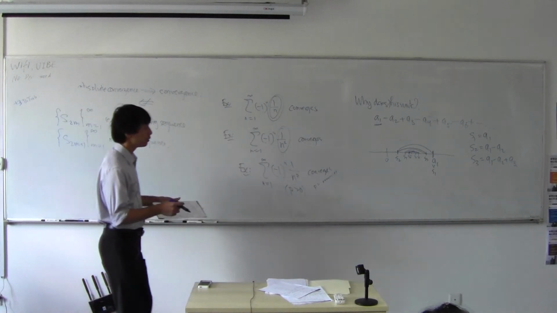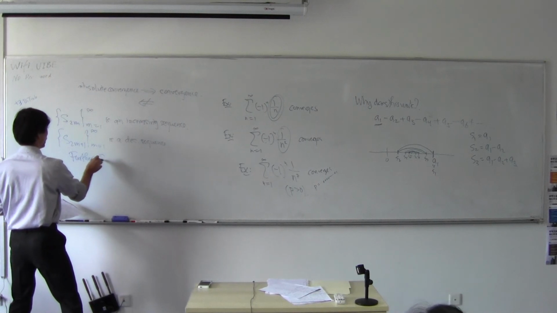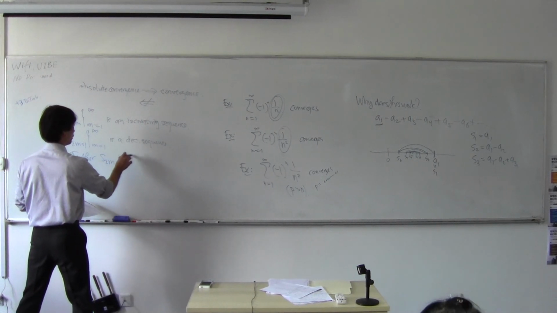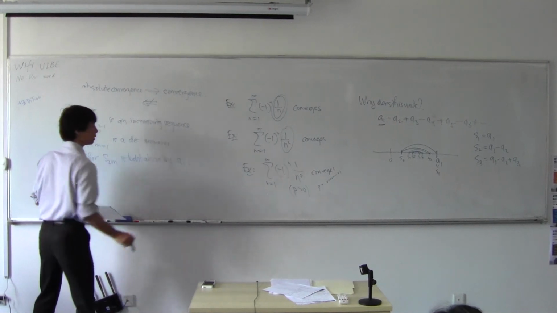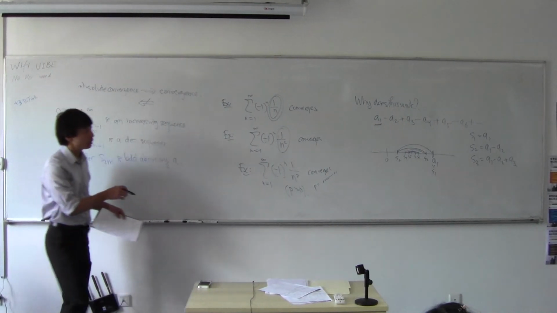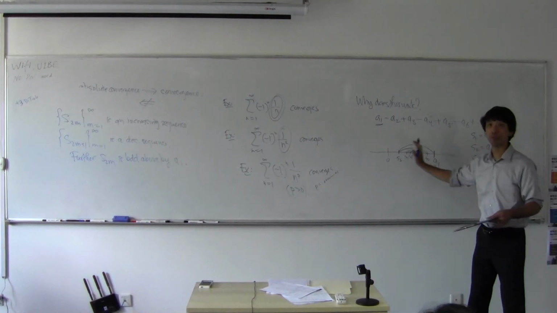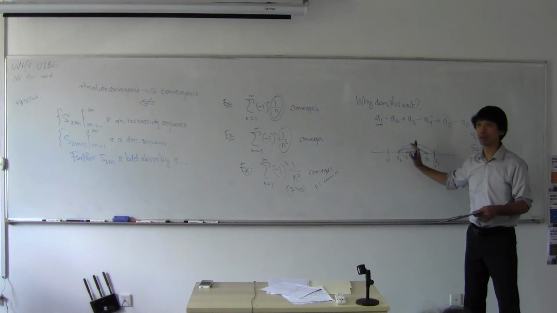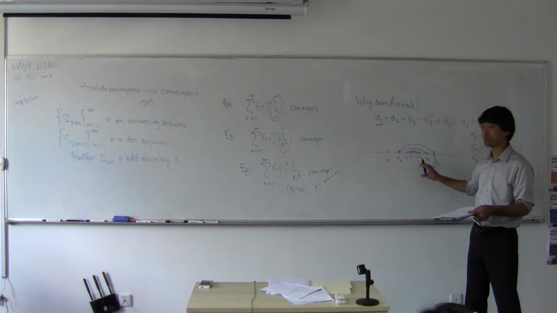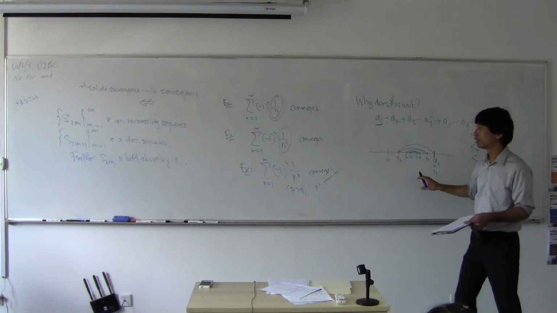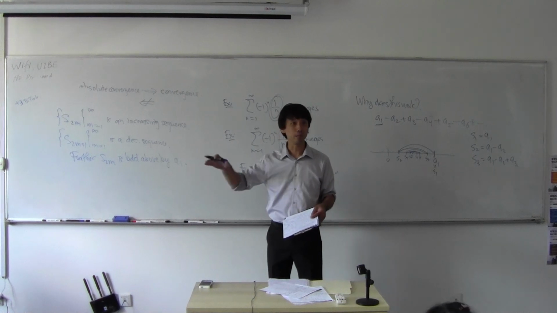Okay. Further, S2m is bounded above by A1. You see these guys, A1 is bigger than all of them. A1 is bigger than all the partial sums in particular. So what does that tell you? You've got a bounded increasing sequence. So what?